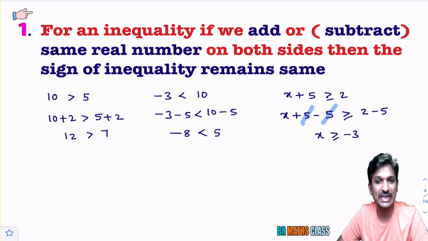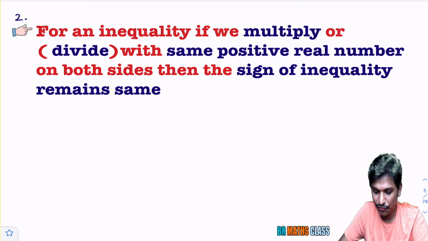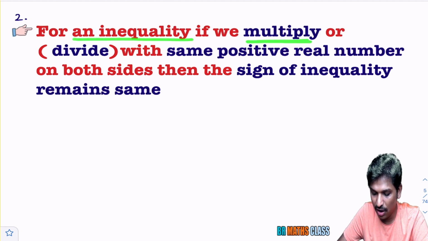Throughout this chapter, 3 rules are there. This is the chapter which has very little theory, so you must focus on this. Now we'll move to the next rule. Rule number 2. What is rule number 2? For an inequality, same as rule number 1, if we multiply or divide, the last one was add or subtract.